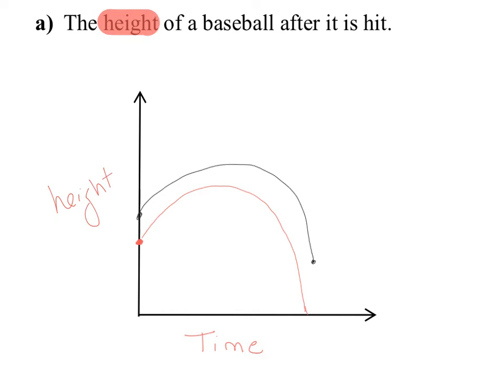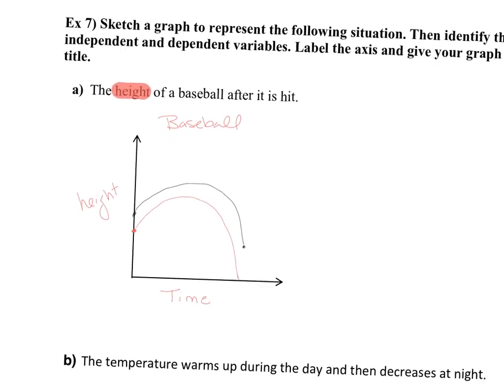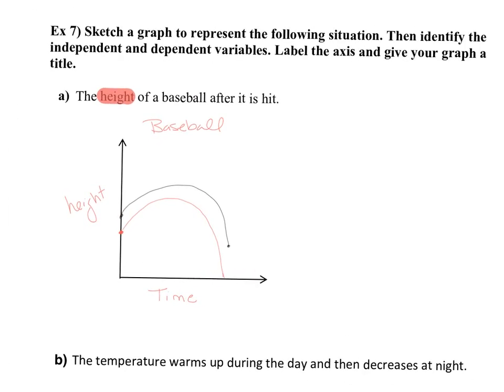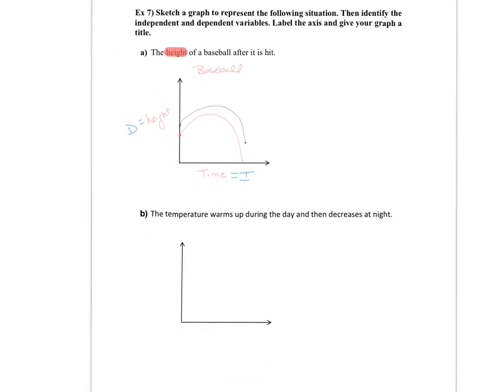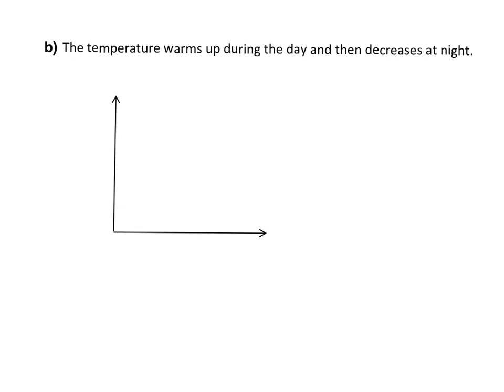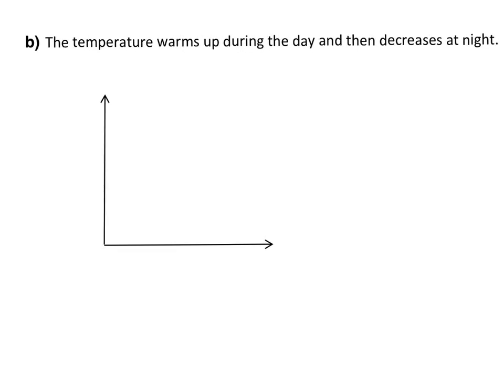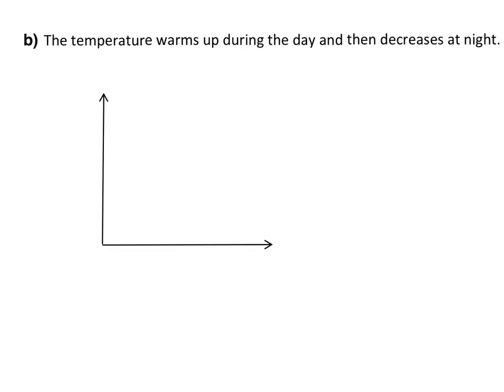All right, and then maybe we'll give it a title. So I'm just going to put baseball. Okay, so that would be an example of a sketch. Now, not everybody's sketch is going to be the same, and there's going to be a lot of correct answers here. Okay, and then also make sure you identify independent and dependent. All right, I want you to take a second. I want you to try B on your own. So pause the video and let's see what you come up with.